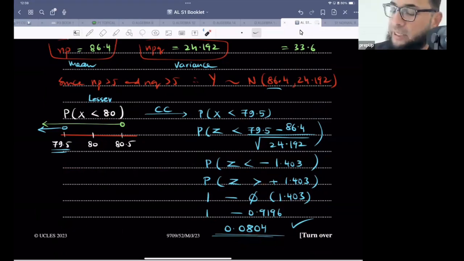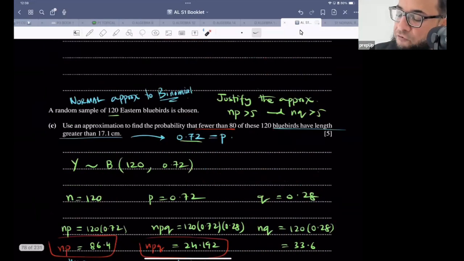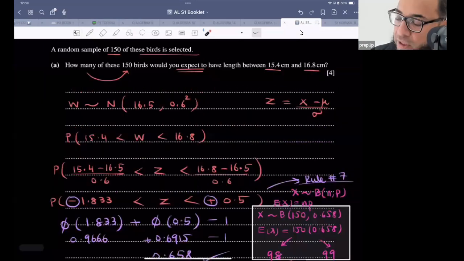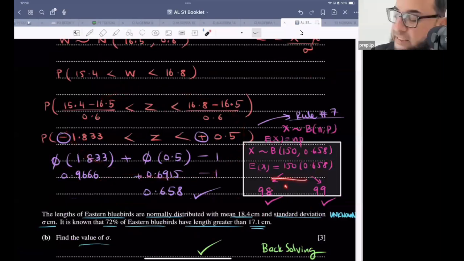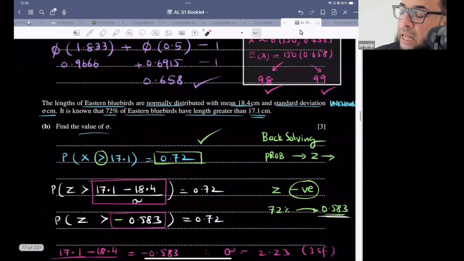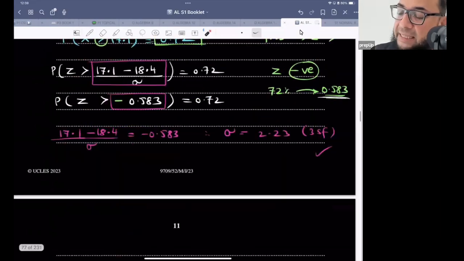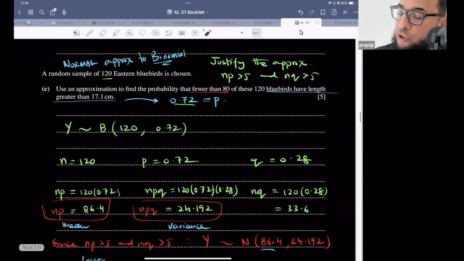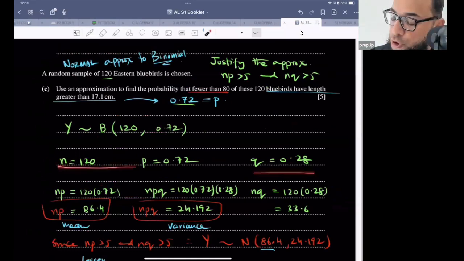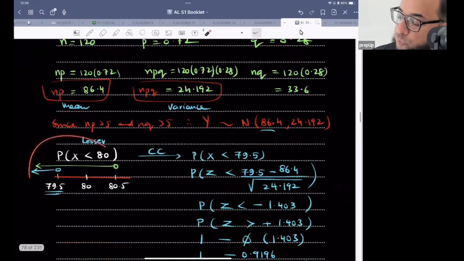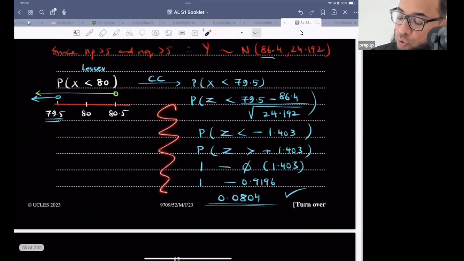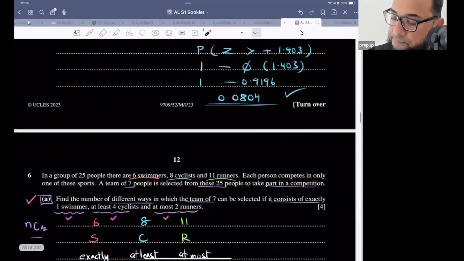So there were 3 things over here. What were those 3 things? From the first 7 rules, one of the rules is applied, and then binomial is used to calculate expectation. Over here, we are doing back solving, using the probability to find the Z value and then finding one of the unknowns. And this one is normal approximation to binomial. The probability was used from the previous part. Justification was done. Continuity correction was done. Then again, one of the 7 rules is applied over here.